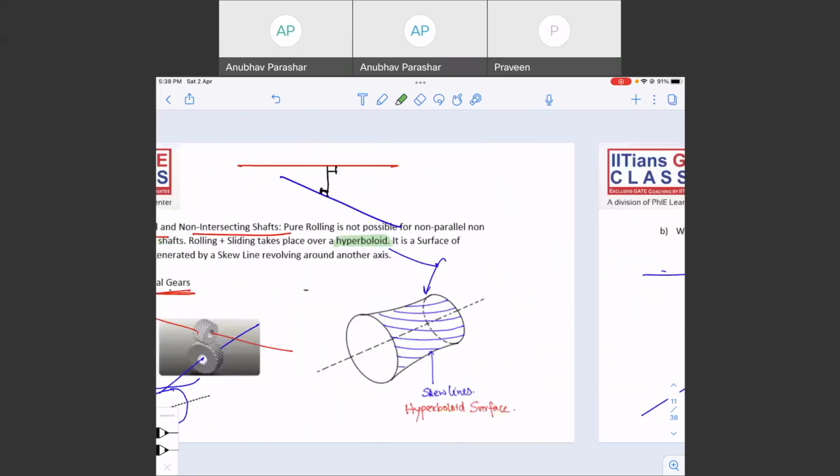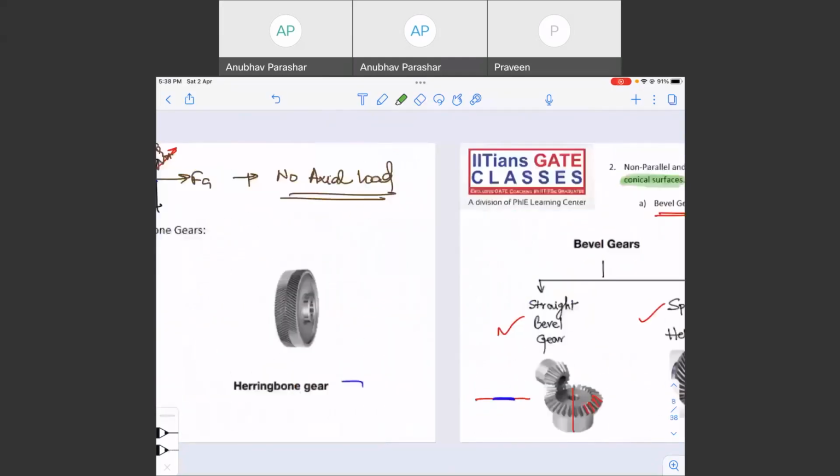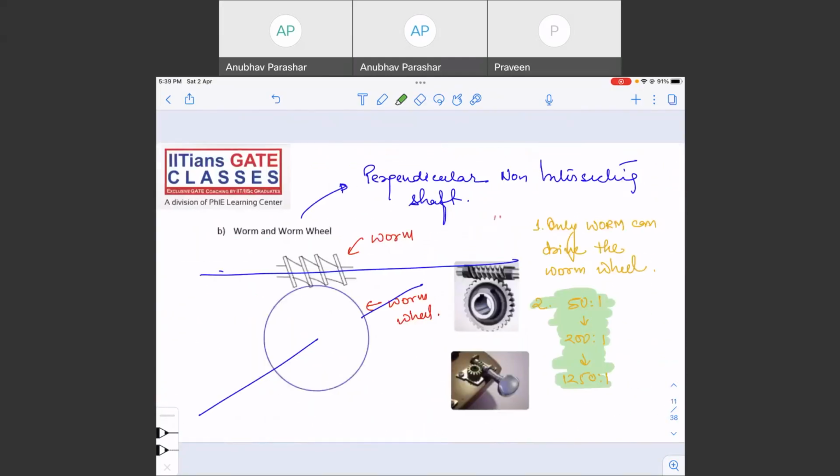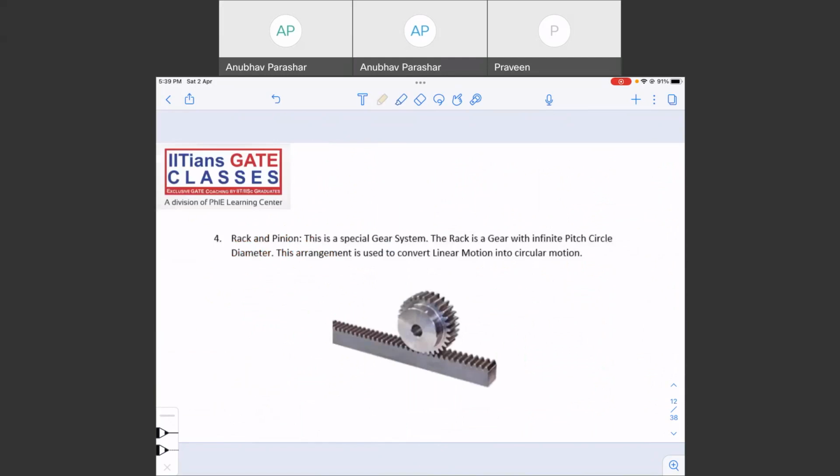So let us see why exactly. When we study gear trains, in today's class we'll also see gear trains, that time we will try to see why this kind of speed ratio is not possible, right? So these are a few ideas that I'm sharing.